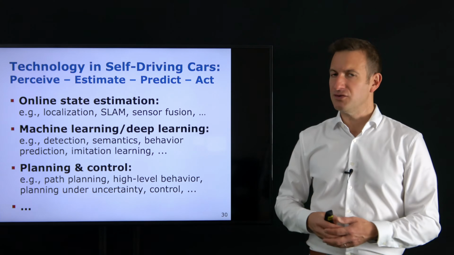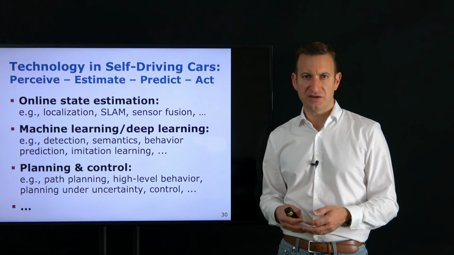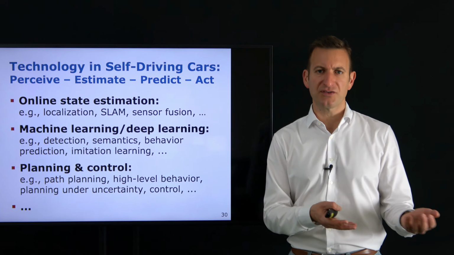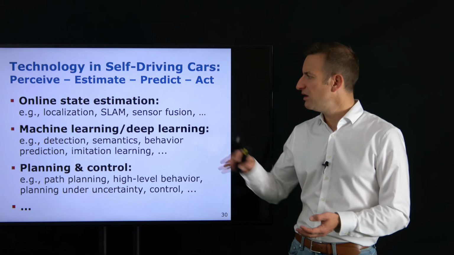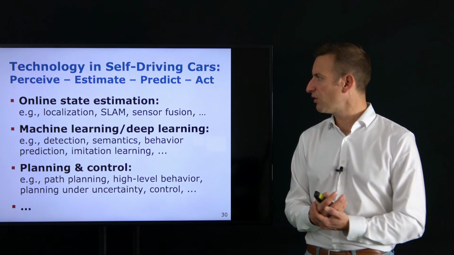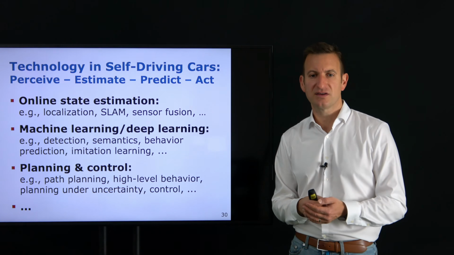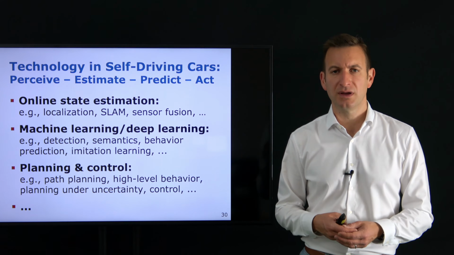Also, sensor fusion plays an important role. How can we leverage the different sensing modalities? Combining cameras with lasers and radars, for example, is also an important problem that is investigated in this block of online state estimation techniques. Then machine learning, and especially deep learning, also plays a very important role.